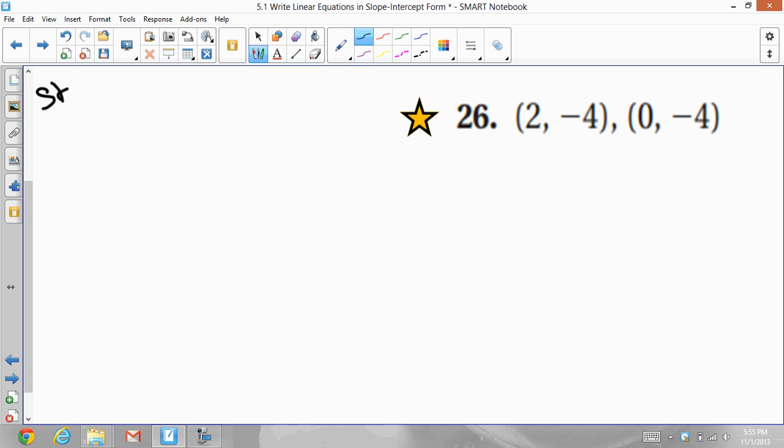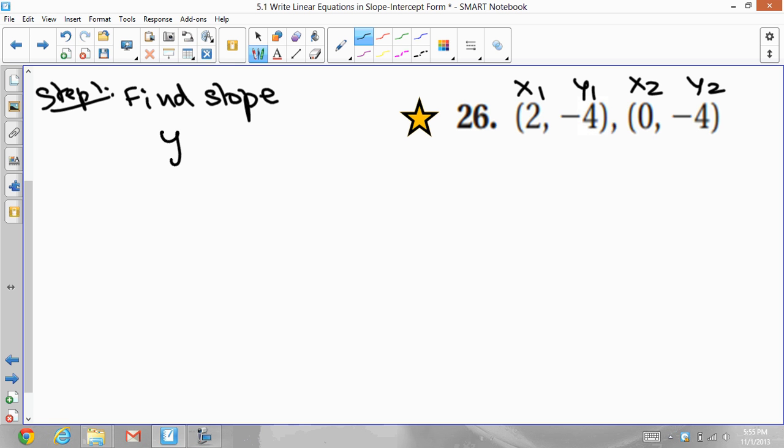Step number 1: find the slope. So I'm going to call this point x1, y1, and this one x2, y2. Please make sure that you are labeling the points as well. The formula to find the slope is y2 minus y1 over x2 minus x1. So let's do the calculations. Y2 in this case is negative 4 minus negative 4.